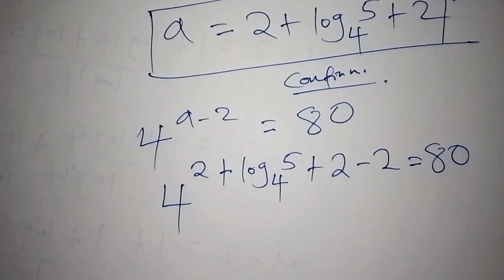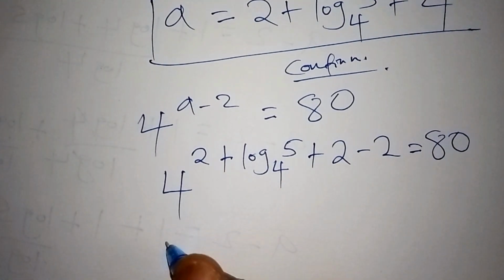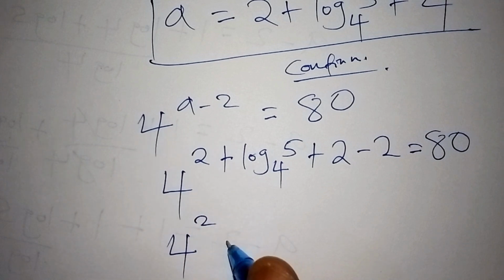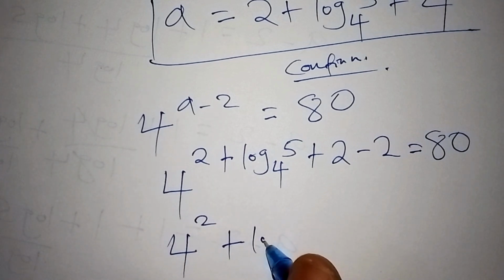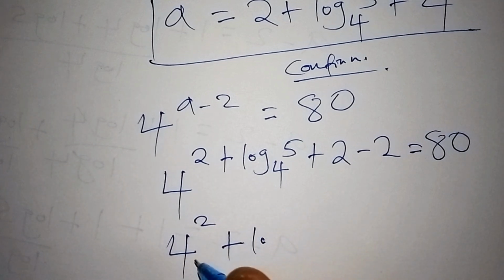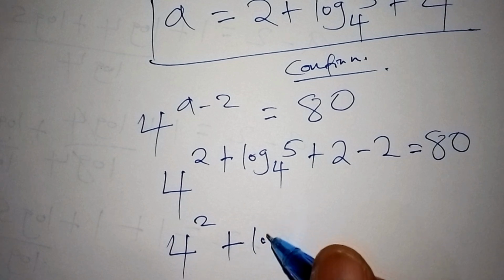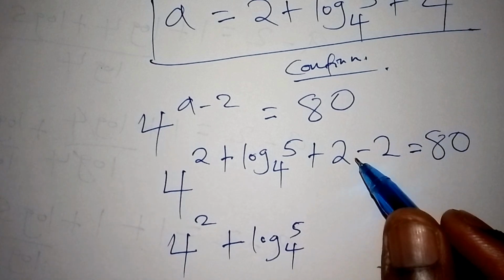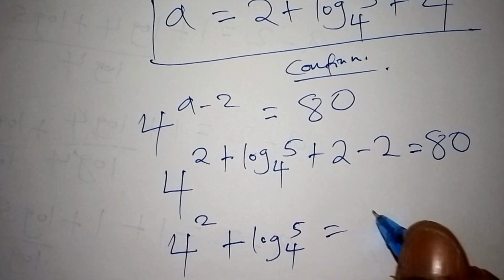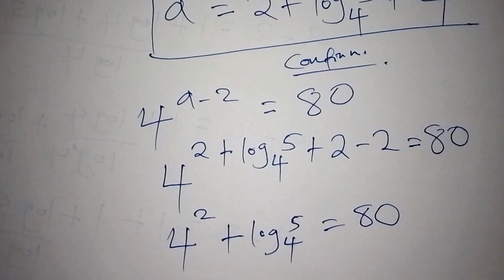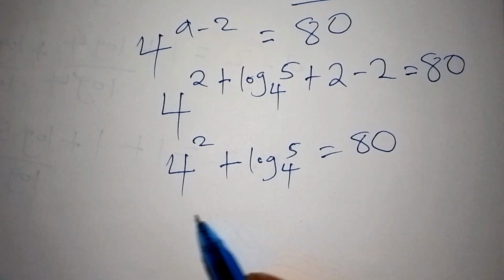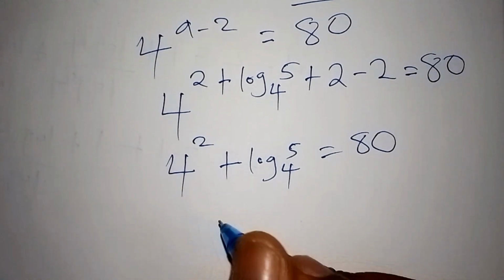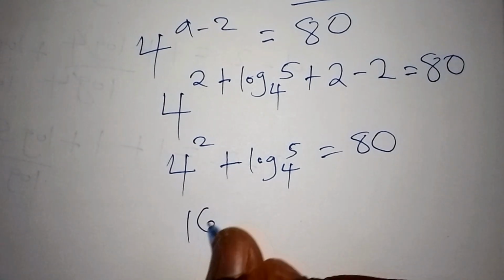So in this case, we shall rewrite this and say that we shall have 4 to the power of 2 plus the log of 5 to the base of 4. So this one is 2 minus 2, which is 0, equal to 80. So what is 4 to the power of 2? So 4 to the power of 2 is 4 times 4, that is 16.